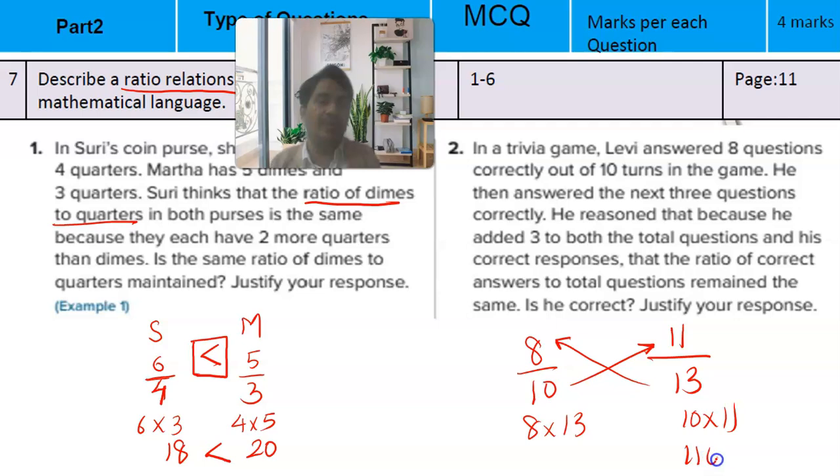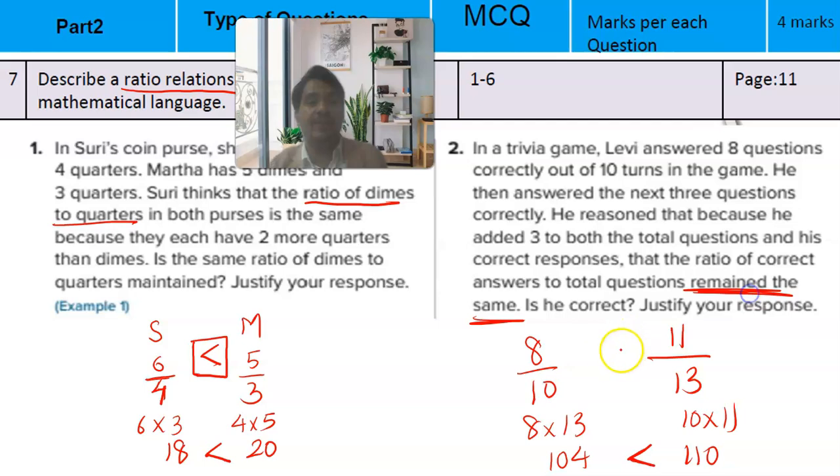Obviously this is 104 and this is 110. The right side is big. So he says that the ratio of the correct answers to the questions remained the same. Did it remain the same? No, it did not remain the same. It became bigger.